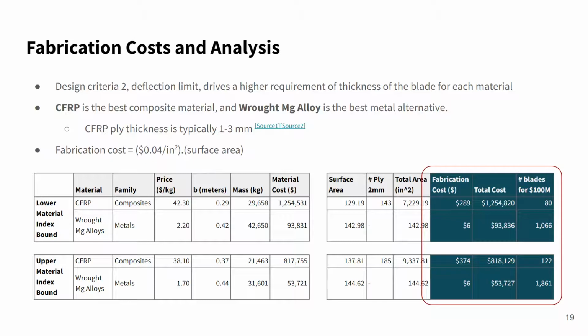When we consider material cost and calculate the total cost, we find that if we take the $100 million of funding that we have been provided, we can only produce about 80 to 120 CFRP blades, but about 1,000 to 1,800 blades when using wrought magnesium alloy. So where CFRP has a lot of design advantage, wrought magnesium alloy gives a huge economic advantage. So let's see how we can make them.